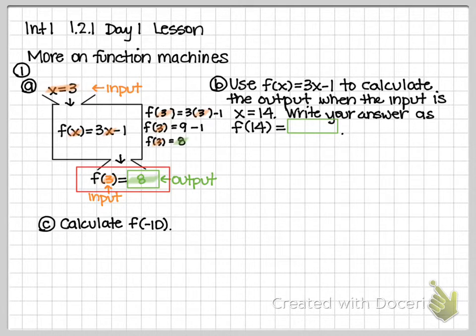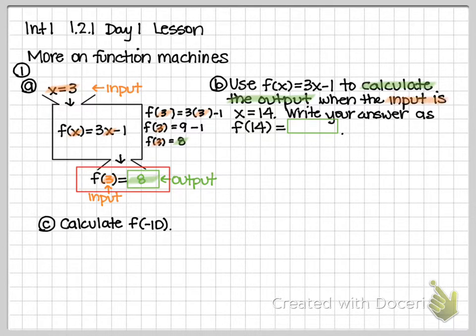Okay, so moving on to part B. This one is set up a little bit differently. It's still the function machine, but instead of actually having it drawn out, it's written out in words for us. So we still have the same function machine, f of x is equal to 3x minus 1. What we're trying to do is calculate the output. So I'm going to highlight that in green because that's what I'm looking for. I don't know what it is, but I do know the input.